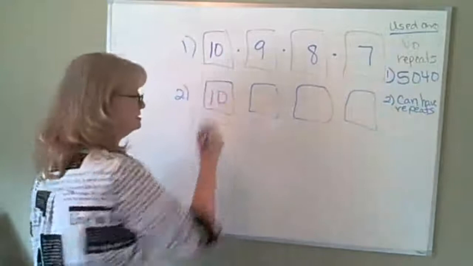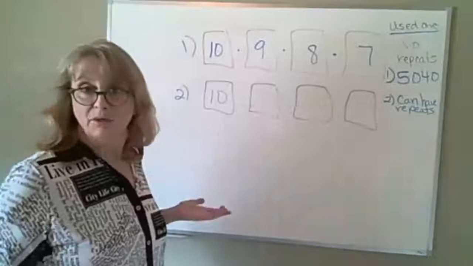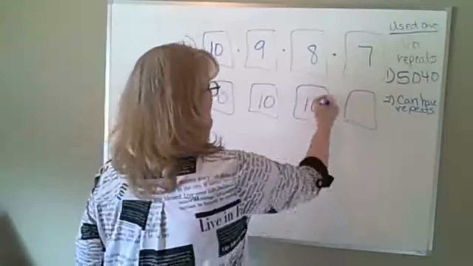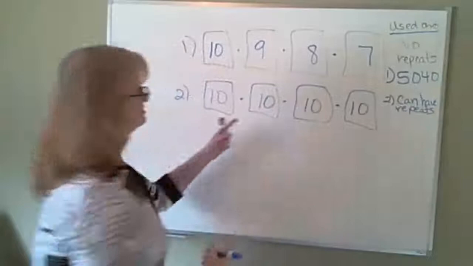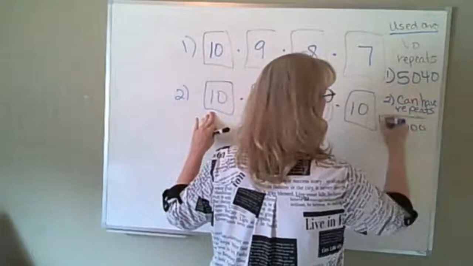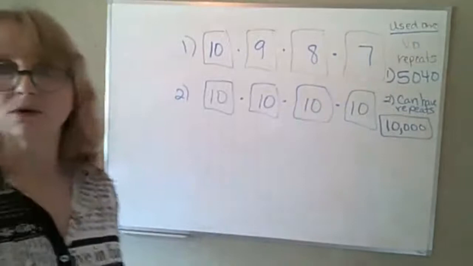We have 10 options for the first slot, the numbers 0 through 9, but we can repeat them and it doesn't say we're limited at all. So that means we have the same 10 options for the second digit, and the same 10 options here and the same 10 options there. If we multiply 10 times 10 times 10 times 10, you're going to get a 1 with 4 zeros. So for answer 2, we have 10,000 different options. And then there was a third question on this. So let's look at the third question.